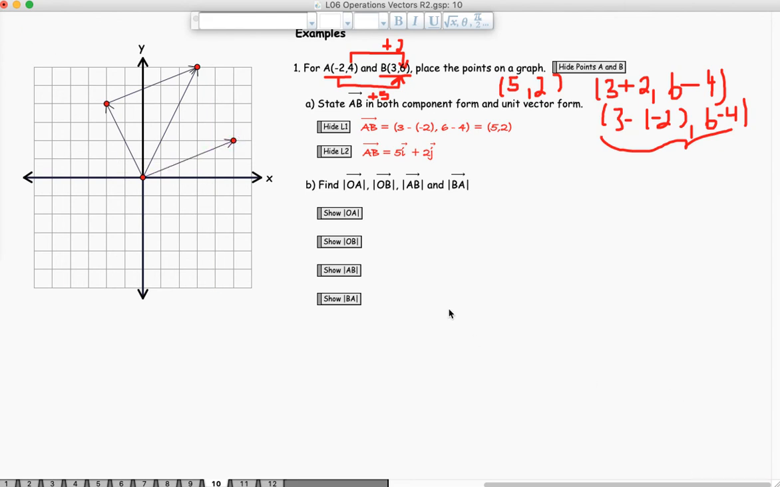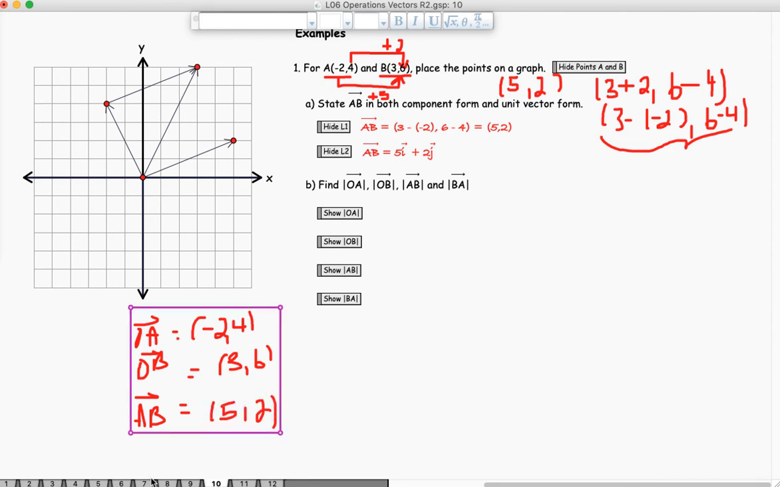So how do we find the magnitude of vector OA? Well, vector OA could be represented like this. Vector OA is going to be -2, 4. And I'm going to write vector OB for you. Tail at the origin, the tip is at 3, 6, so vector OB is 3, 6. And for vector AB, we're going to have to use the related position vector. That was 5, 2.